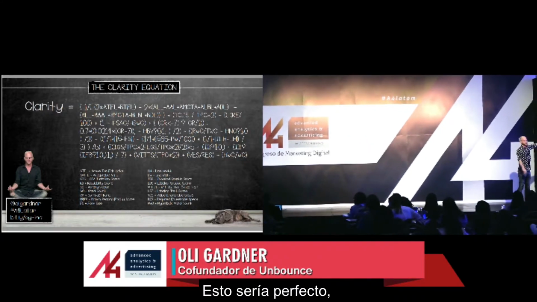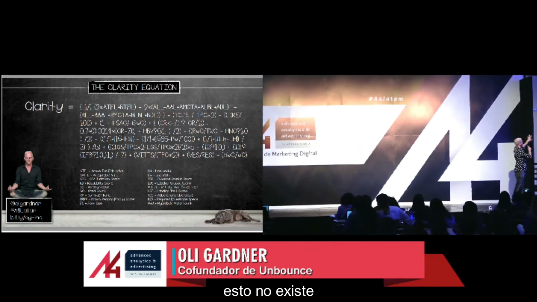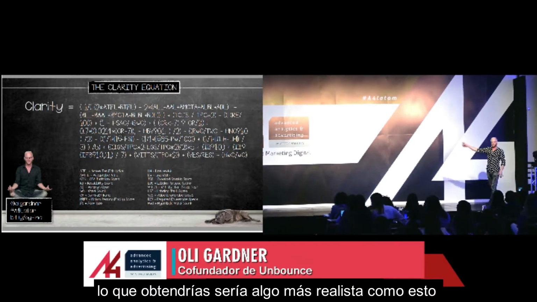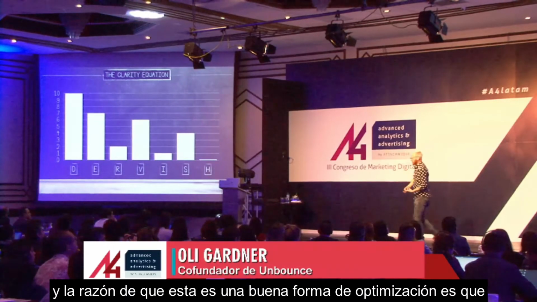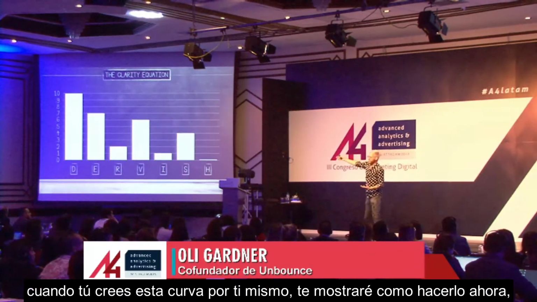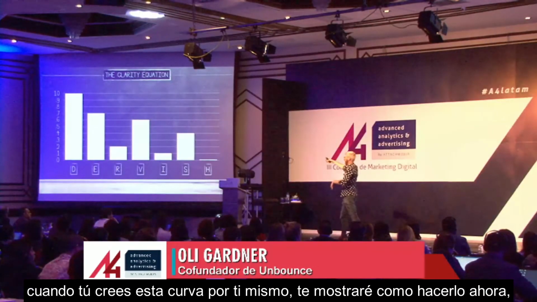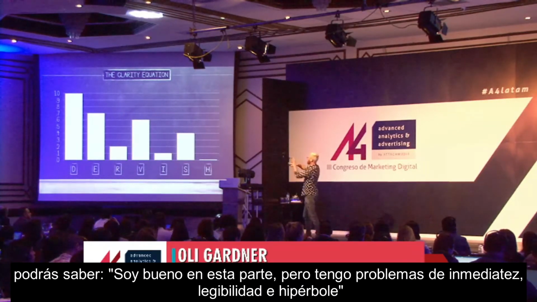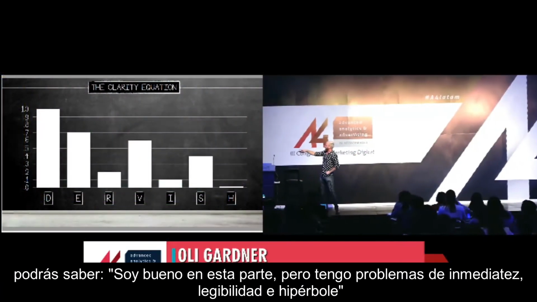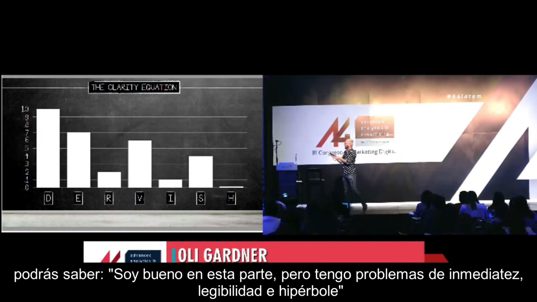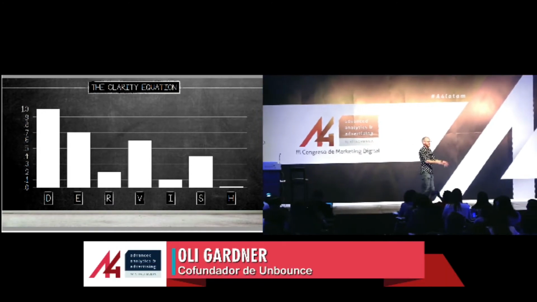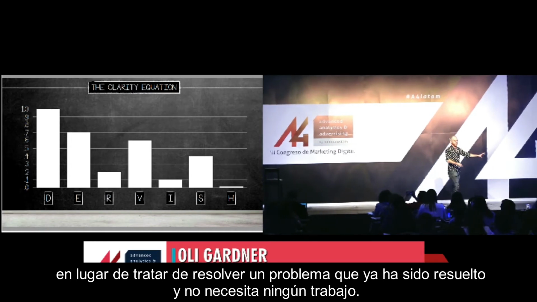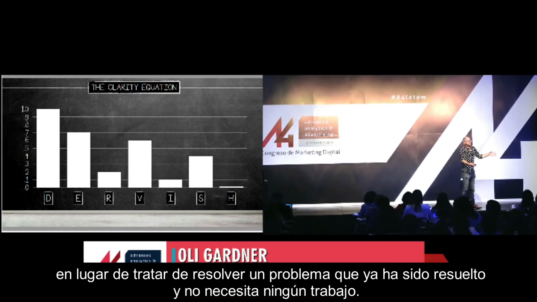This would be perfection. This doesn't exist. What you'd get more realistically is something like this. The reason this is a good way of doing optimization is that when you create this curve for yourself, and I'll show you how, you now know, oh, I'm good on this part, but I have a readability, immediacy, and a hype problem. So now I know where to focus my time instead of trying to solve a problem that's already been solved and doesn't need any work.